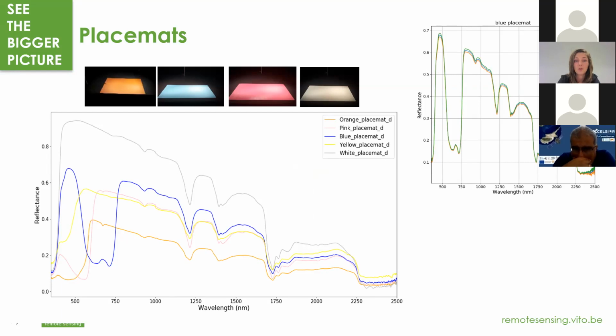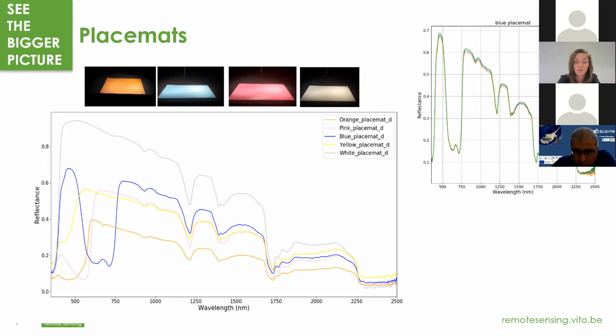This is an example of the reflectance of the 4 different placemats in different colors. You can see an orange, a pink, a blue, and a white placemat. In the figure, you see their spectral reflectance, with the wavelength on the x-axis and the reflectance on the y-axis. What we observe is that in the visible, you really see the apparent color of the plastic. A nice example is the blue curve, the blue placemat. You can see a sharp increase in spectral reflectance in the blue and a decrease in the green and the red wavelengths, providing its blue color.